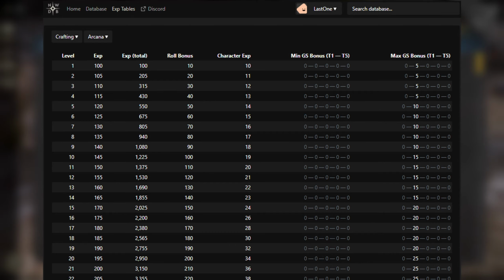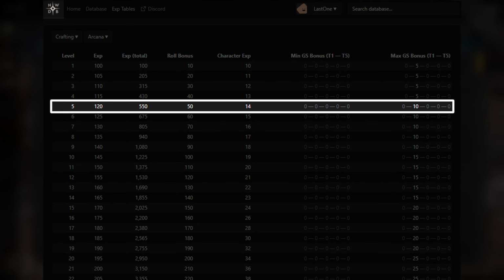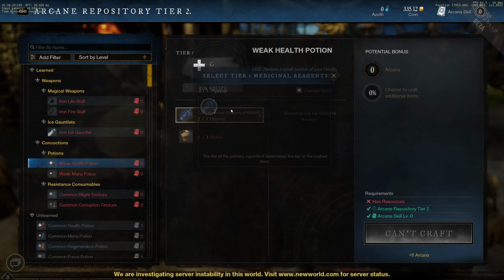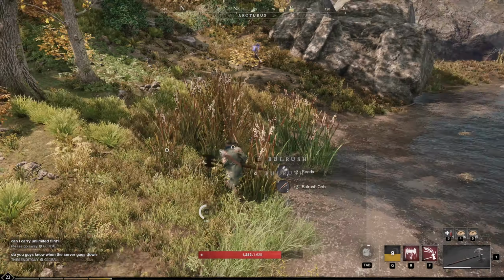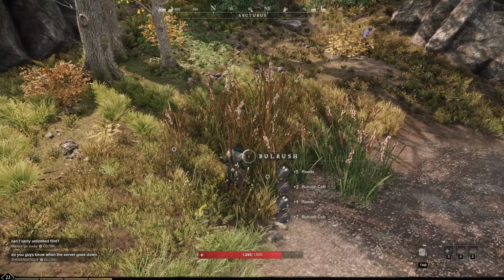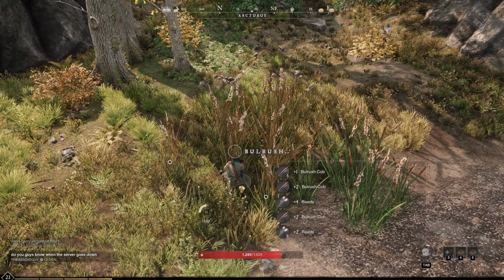So, getting to level 5 is quite straightforward. You just need to accumulate 550 experience. And the way I like to do it is by just crafting 91 weak potions. In order to do that, my suggestion is that you just find a lake that has a lot of those bulrushes on the shoreline, grab 91 of them, plus 91 water, set a camp, and just craft them right there. It's a quick and easy way to get to level 5.